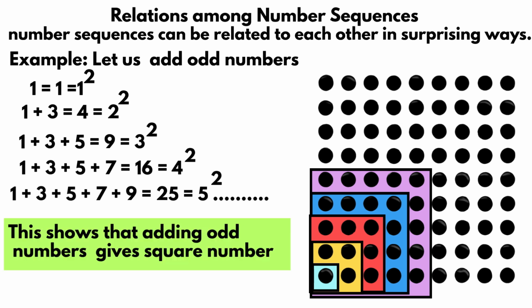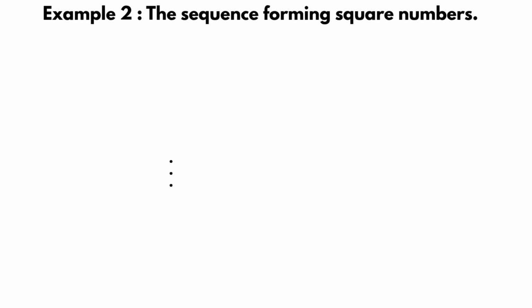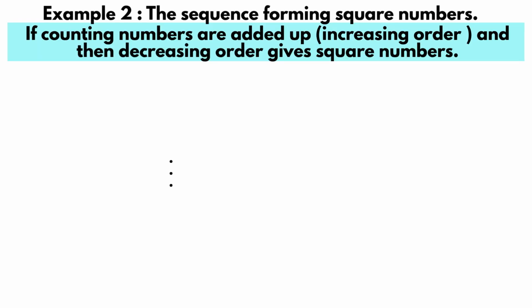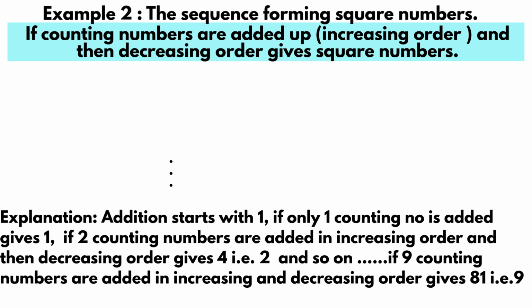This shows that adding odd numbers gives square numbers. Another example of a sequence forming square numbers. If counting numbers are added up in increasing order and then decreasing order, it gives square numbers. For example, addition starts with one counting number. If only one counting number is added, it gives 1 square.